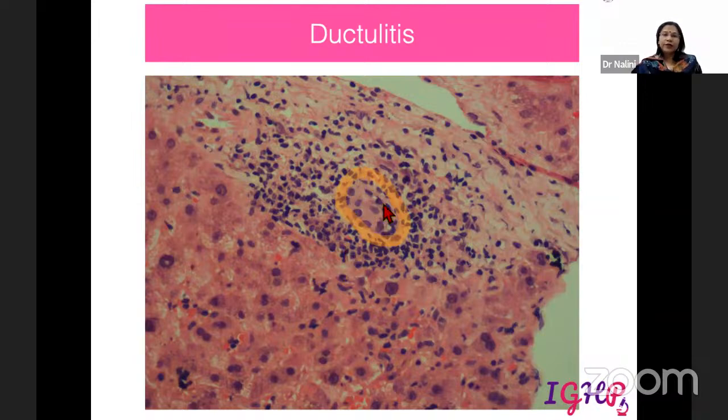Because in cases where they are completely damaged, it becomes very difficult to differentiate the ductal epithelium from the damaged cells or the inflammatory influx to the portal area.